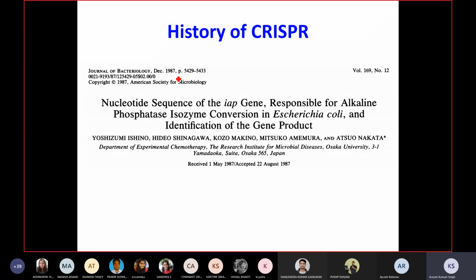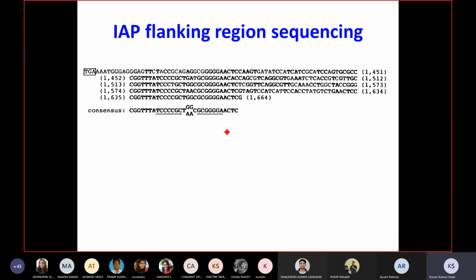So this is the first paper, in the year 1987, when a Japanese group was studying a gene, namely the iap gene, which stands for alkaline phosphatase isozyme gene, in E. coli bacteria. What they observed in this paper, after sequencing, was a piece of the E. coli chromosome, what you see here, next to the iap gene.